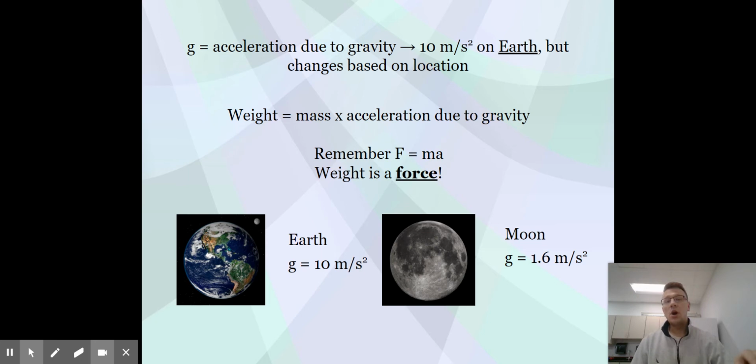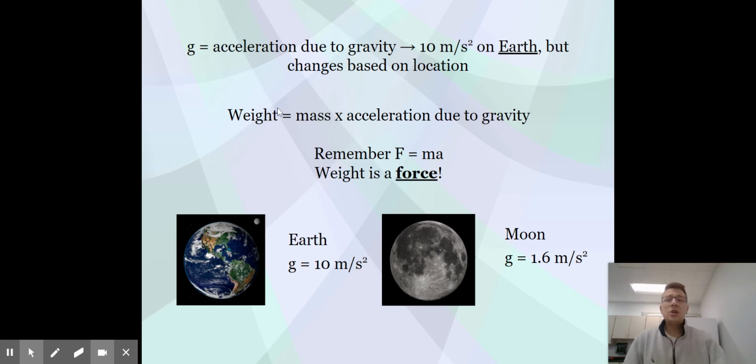Now, this is only on Earth because the acceleration due to gravity changes with your location. And technically, we can get differences in this number even at different places on Earth based on altitude. But really, where you're going to see the biggest difference is changing planets or going to the moon. The moon has a different acceleration caused by gravity. Mars has a different acceleration caused by gravity. So things will accelerate at different rates depending on where you're at.